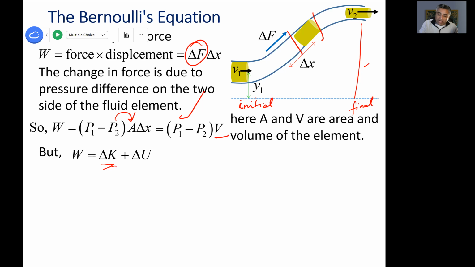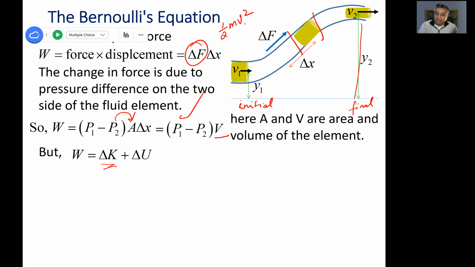So this y1 is going to be the initial height, and y2 is going to be the final height, okay? So now we can write kinetic energy and potential energy. Kinetic energy, we know, is half mv squared.